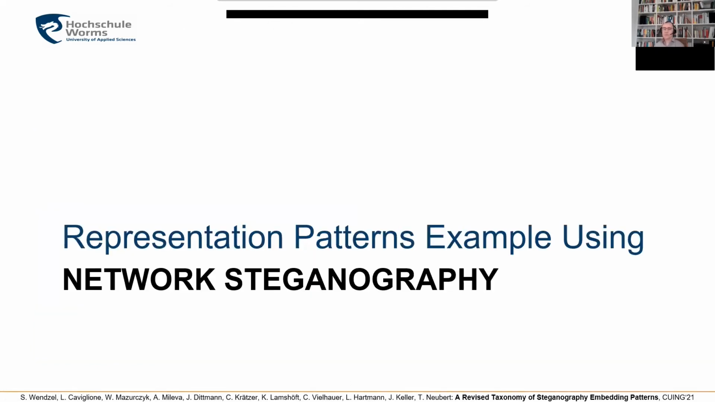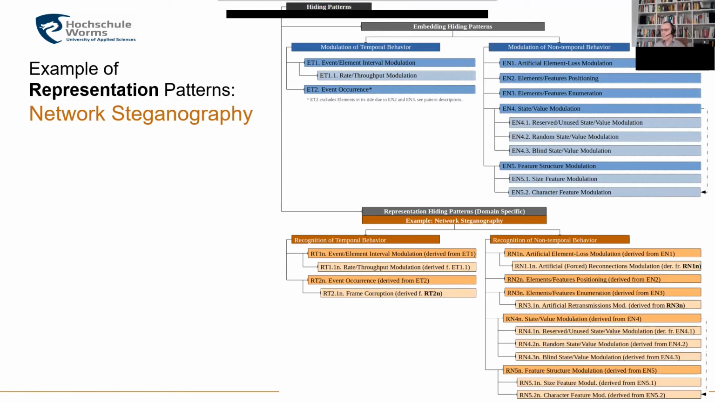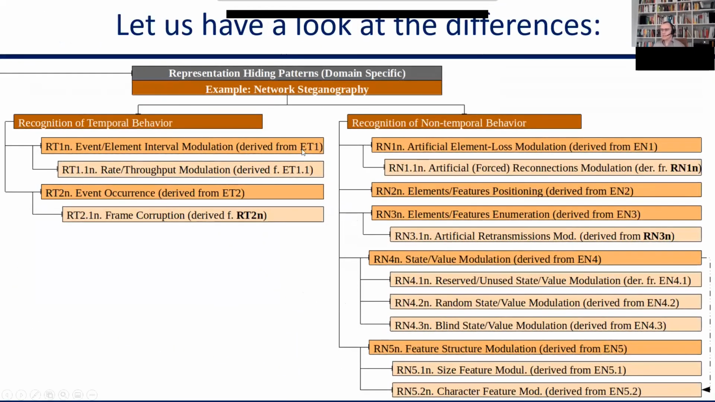Now let's have a brief look into the network steganography representation pattern. So how would the information be represented for the covered receiver? So what is it that the covered receiver needs to look at? And these patterns are derived from the embedding patterns. That's a key thing. So we do not reinvent the wheel here. Let's zoom in on the representation patterns. And as you can see here, in non-bold font, they are derived from the embedding patterns ET1 and so on. And this also works for the sub-patterns.